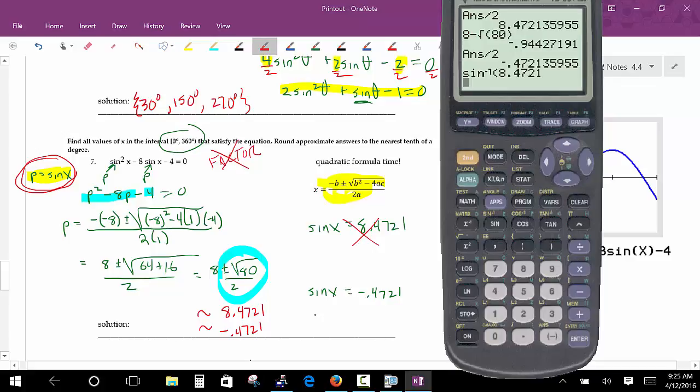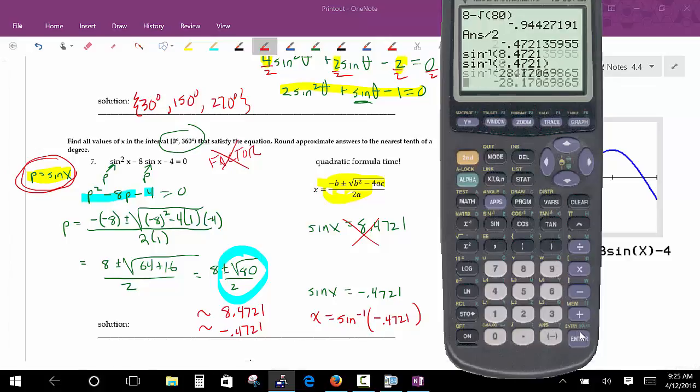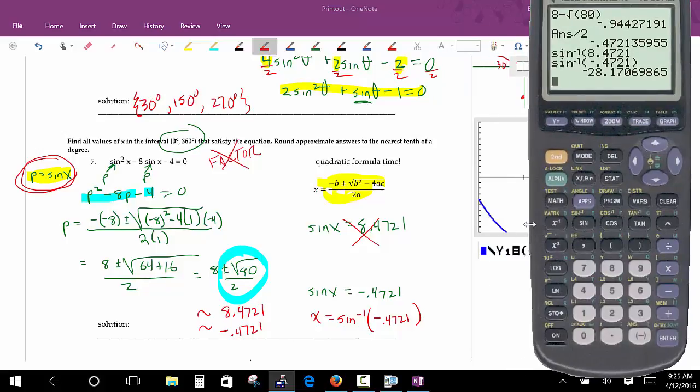Now, do this one. To get this answer, you've got to say x is equal to the inverse sine of negative 0.4721. So we do inverse sine negative 0.4721. It's going to give you a negative angle because the range of the inverse sine is from negative 90 to 90. So we're going to get negative 28.2. Let's round it to 1 decimal. So we have negative 28.2 degrees.